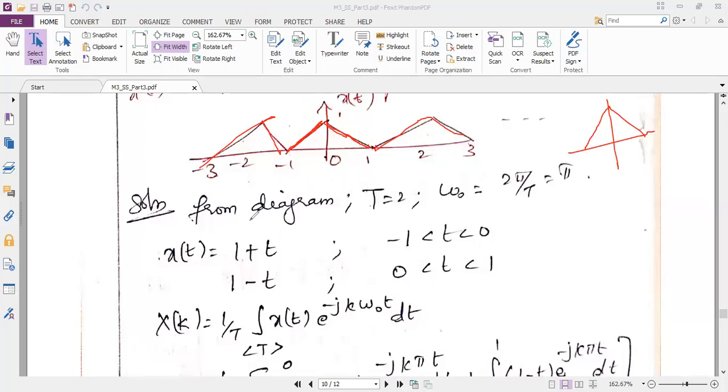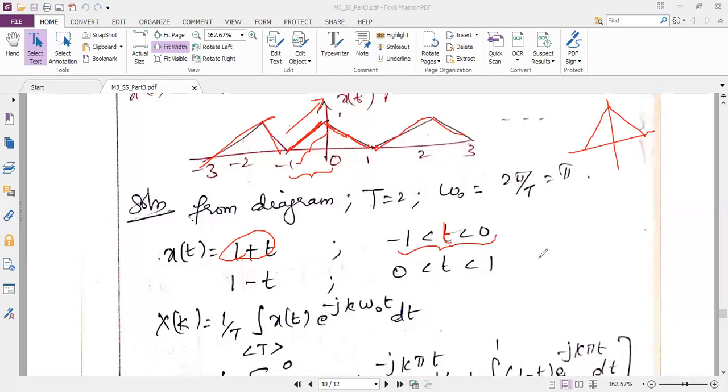You can see here, the rising one I can write as 1 plus t, between the limits minus 1 and 0. You can see on the screen clearly, x of t is equal to 1 plus t when t is between minus 1 and 0. You can ask me a question, ma'am, why is it exactly 1 plus t, why can't it be 1 minus t?